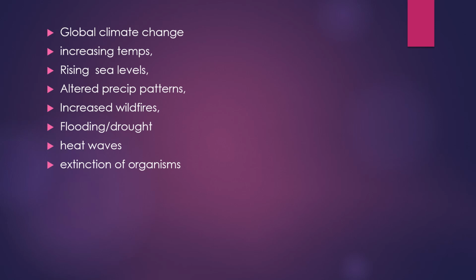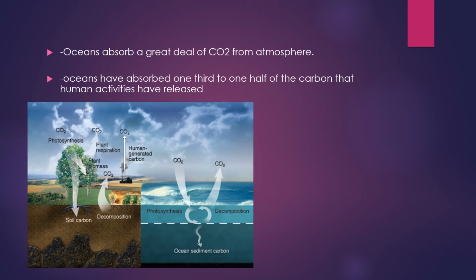Global changes in our temperature, increased temperatures, rising sea levels, altered precipitation patterns, increased wildfires, flooding, droughts, heat waves, extinction of organisms, loss of plankton. All these are effects of our changes in the carbon cycle, okay? Oceans absorb a great deal of CO2. They have absorbed 1/3 to 1/2 of all carbon that human activities have released.